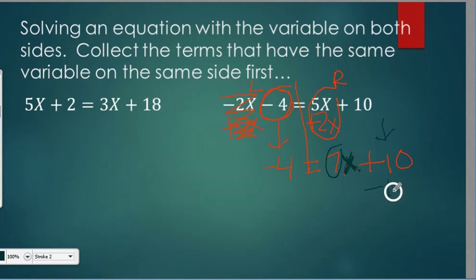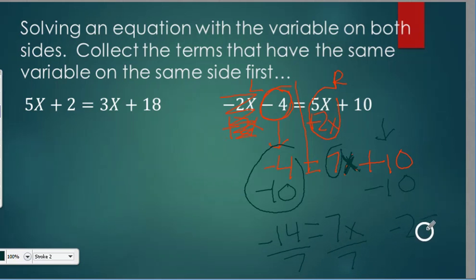So to get rid of a plus 10, we're going to do a minus 10, which we also need to do on the other side. And then negative 4 plus a negative 10 is a negative 14 equal to 7 times x. And then to get rid of the multiplication of 7, we're going to use division. I'm going to divide by 7 on both sides. Negative 14 divided by 7 is negative 2. So x equals negative 2 is our solution.